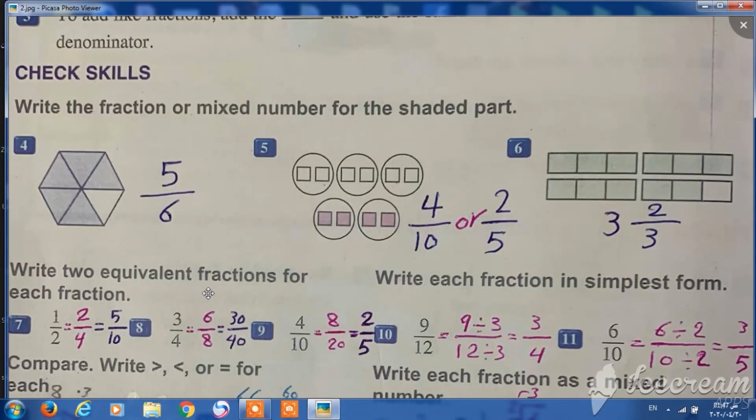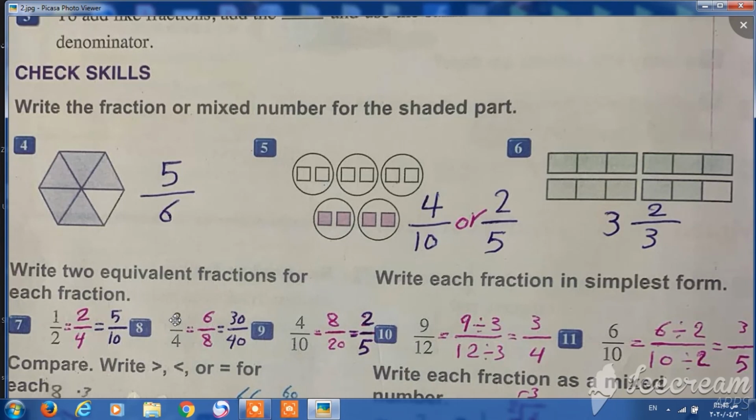Write 2 equivalent fractions for each fraction. We say equivalent, that means they name the same amount. So we choose any number you like. It's up to you, and you should multiply the numerator and denominator. From there we will choose 2 the first time. 1 multiplied by 2 equals 2, and 2 multiplied by 2 equals 4. And the second time I used 5. 1 multiplied by 5 equals 5, and 2 multiplied by 5 equals 10.